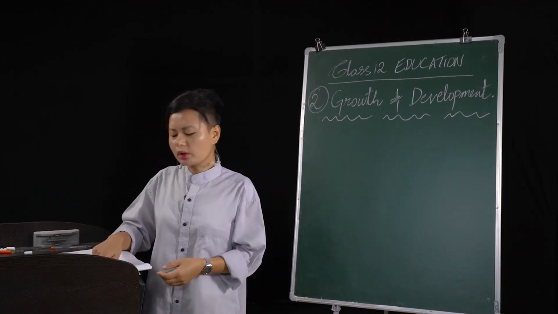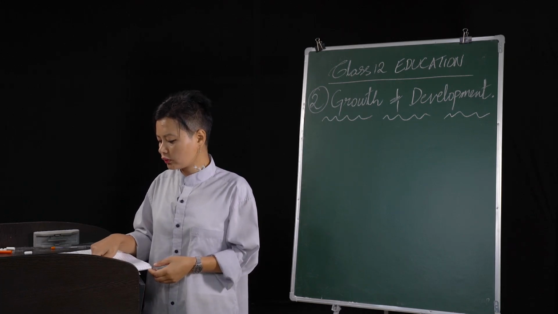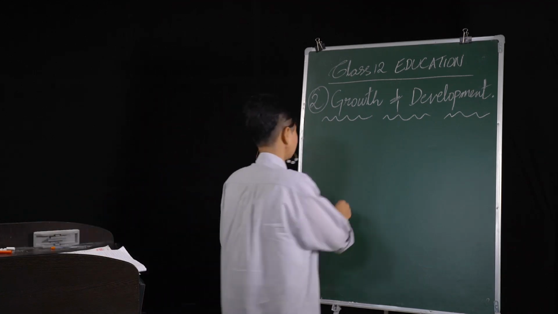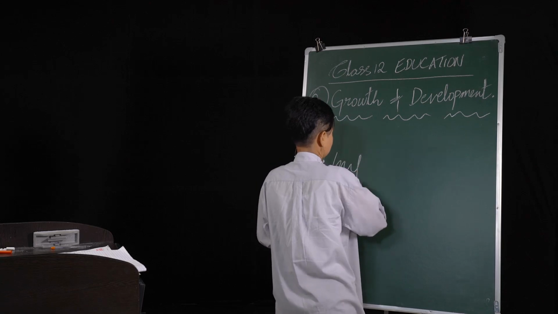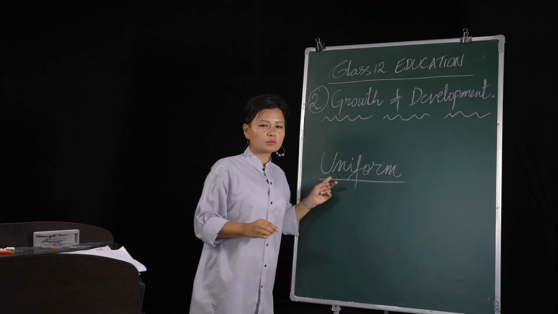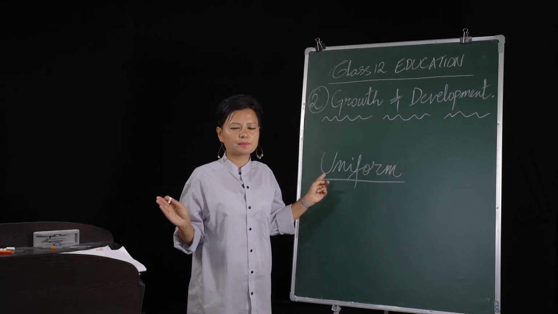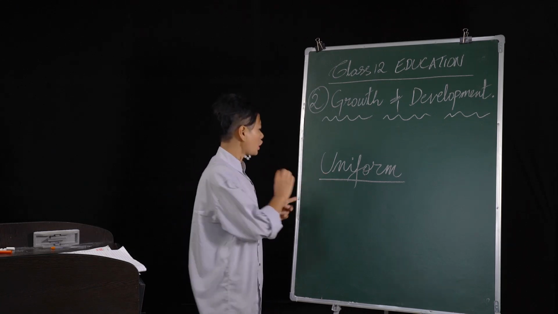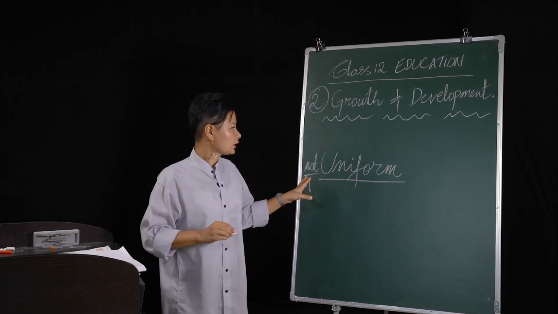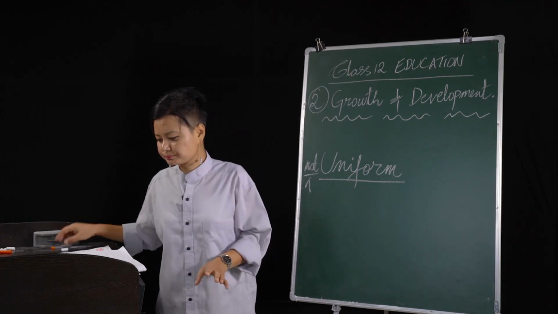When we look into the second principle of growth and development, the rate of growth and development is not uniform. So what do we mean by uniform? Uniform would mean everything is the same, isn't it? But here the principle says that it is not uniform, not the same. So the rate of growth and development is not uniform. I'll give you an example.